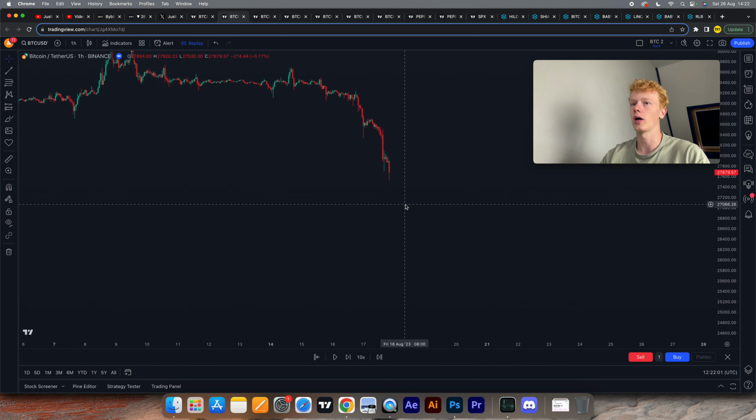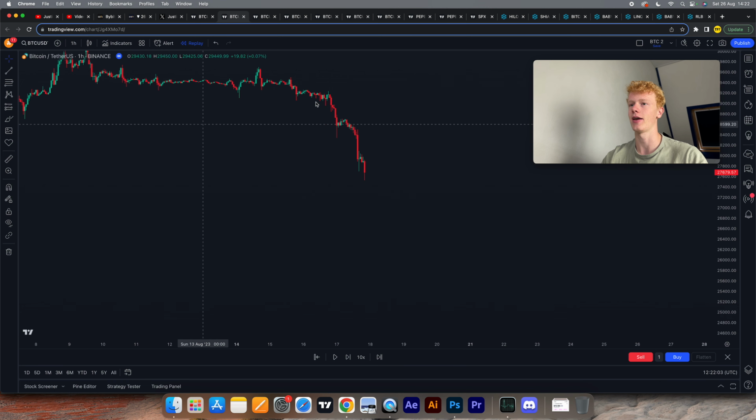Alright, now the 1-hour chart. I've reversed this chart a little bit because I've been trading this chart a lot, so let's see when we're going to get our first scalping opportunity. And I'm going to show you guys a scalping strategy, and it's probably going to make you a lot of money if you do it right. At least I am doing it. So let me show you what I'm doing.